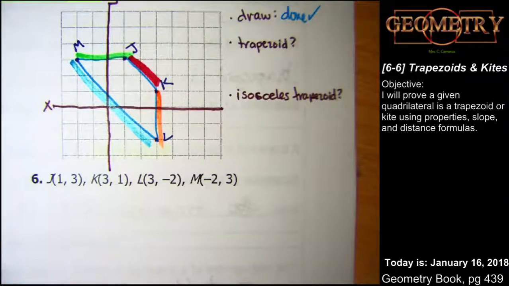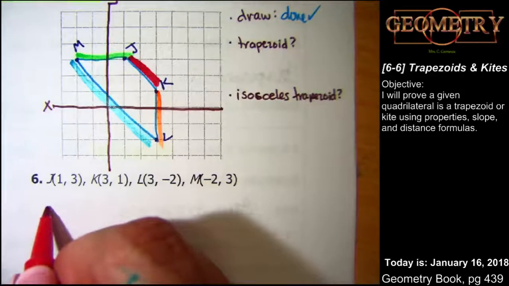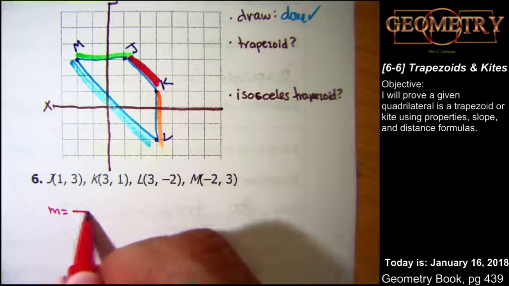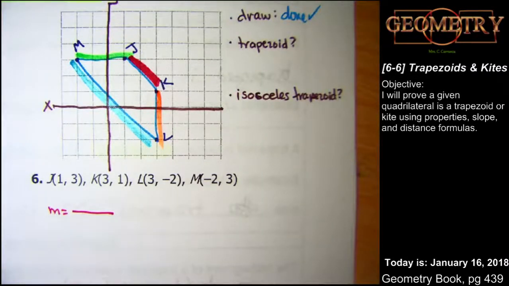It's an L, not a V. I know, it's my handwriting. So we're verifying. We can't just say they look parallel. We have to actually go through and show the work, okay?